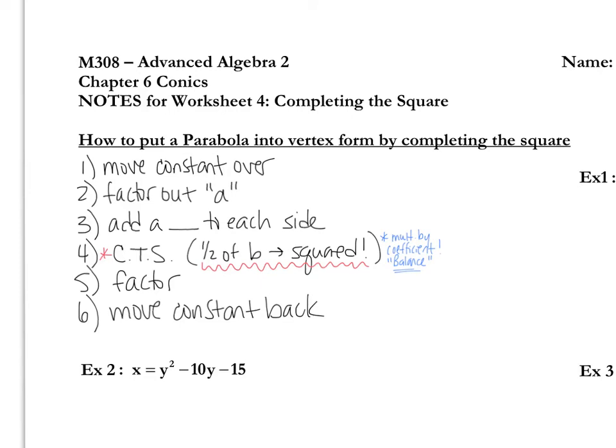Hi everybody, today's lesson is on completing the square. We are still doing parabolas. In fact, I think today's going to be our last day of parabolas. But completing the square is a topic from first semester, but a lot of us might have forgotten some of the steps. And to do it for parabolas is actually a little bit different.